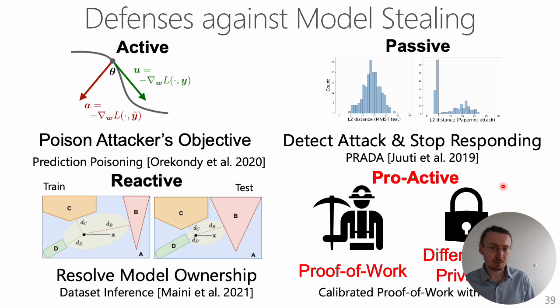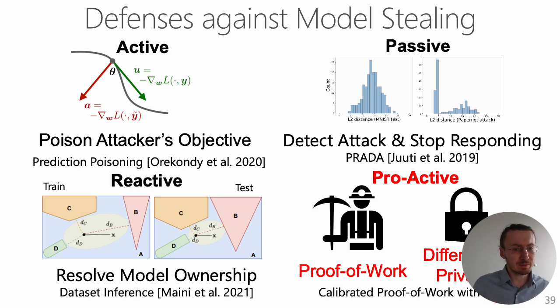And finally, in today's lecture, we also focus on the proactive defenses. They are also called active defenses. The idea here is that we make model extraction more difficult by requiring users to complete a calibrated proof of work puzzle before they can read model predictions. The difficulty of this proof of work puzzle depends on privacy leakage, which is estimated from queries from a given user, and this is measured with tools from differential privacy.